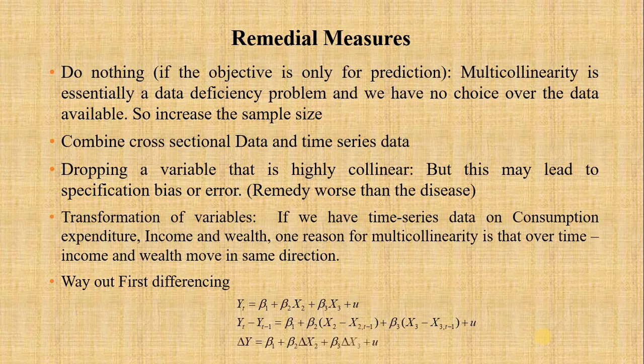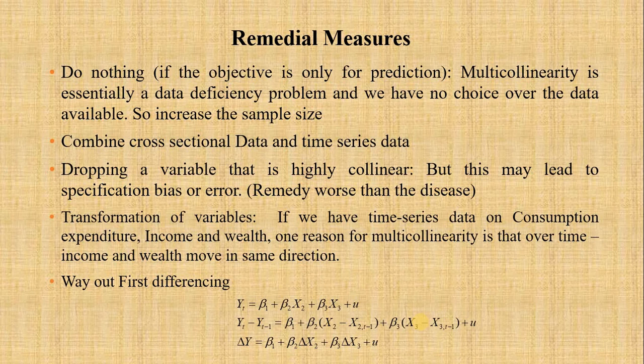The last one is you can take the first difference. What is meant by first difference? Look at this data. Yt is equal to beta 1 plus beta 2 X2t plus beta 3 X3t plus u. First difference means take Yt minus Yt-1, current value minus previous value. Then X2t minus X2t-1, X3t minus X3t-1. That is, we are just subtracting the previous values from the current values.